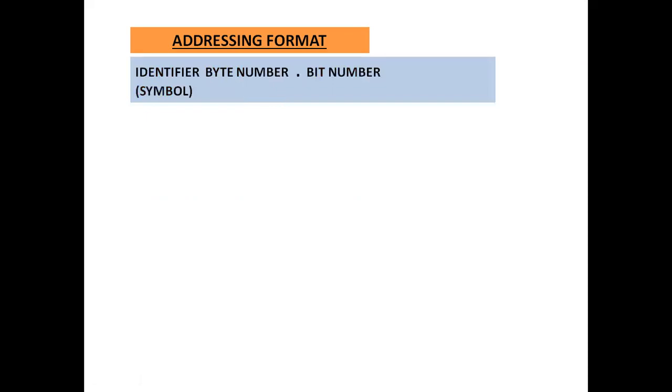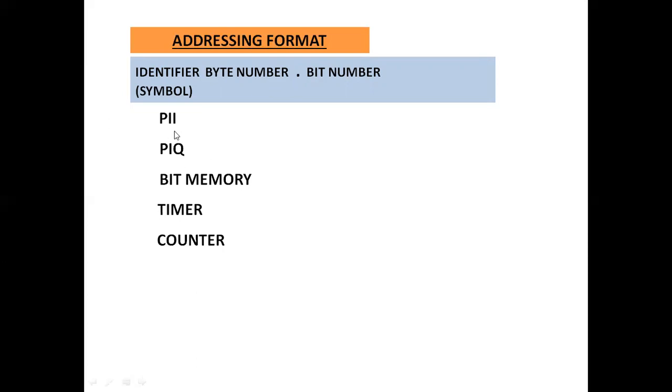Okay, the format is identifier, byte number, dot, bit number. Okay, so identifier means symbol. Identifier means symbol. Okay, they have different files in your CPU like PII, PIQ, bit memory, timer, and counter, which we discussed in the last class, right?